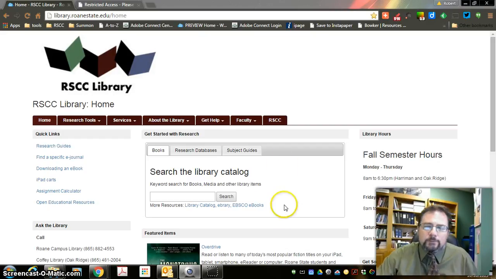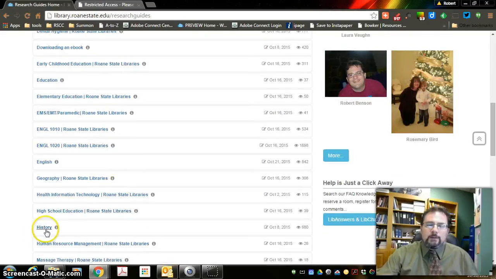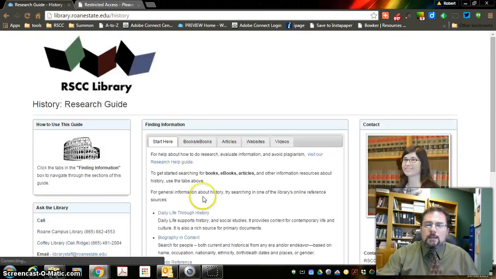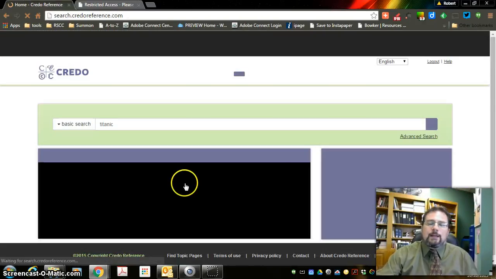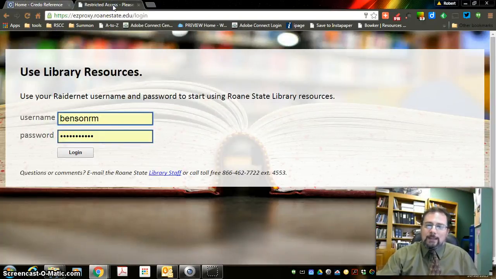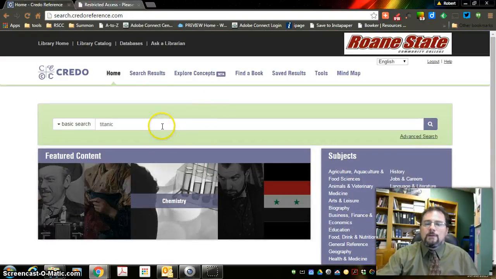To get to Credo Reference, you're going to go to the research guide, and then from there, again, scroll down to the history category. You'll see that. And then under Start here, you'll see Credo Reference listed there. Just like the other databases, if I'm off campus, when I click it, I need to log in. And then once I've logged in, I'm able to actually access the database itself.